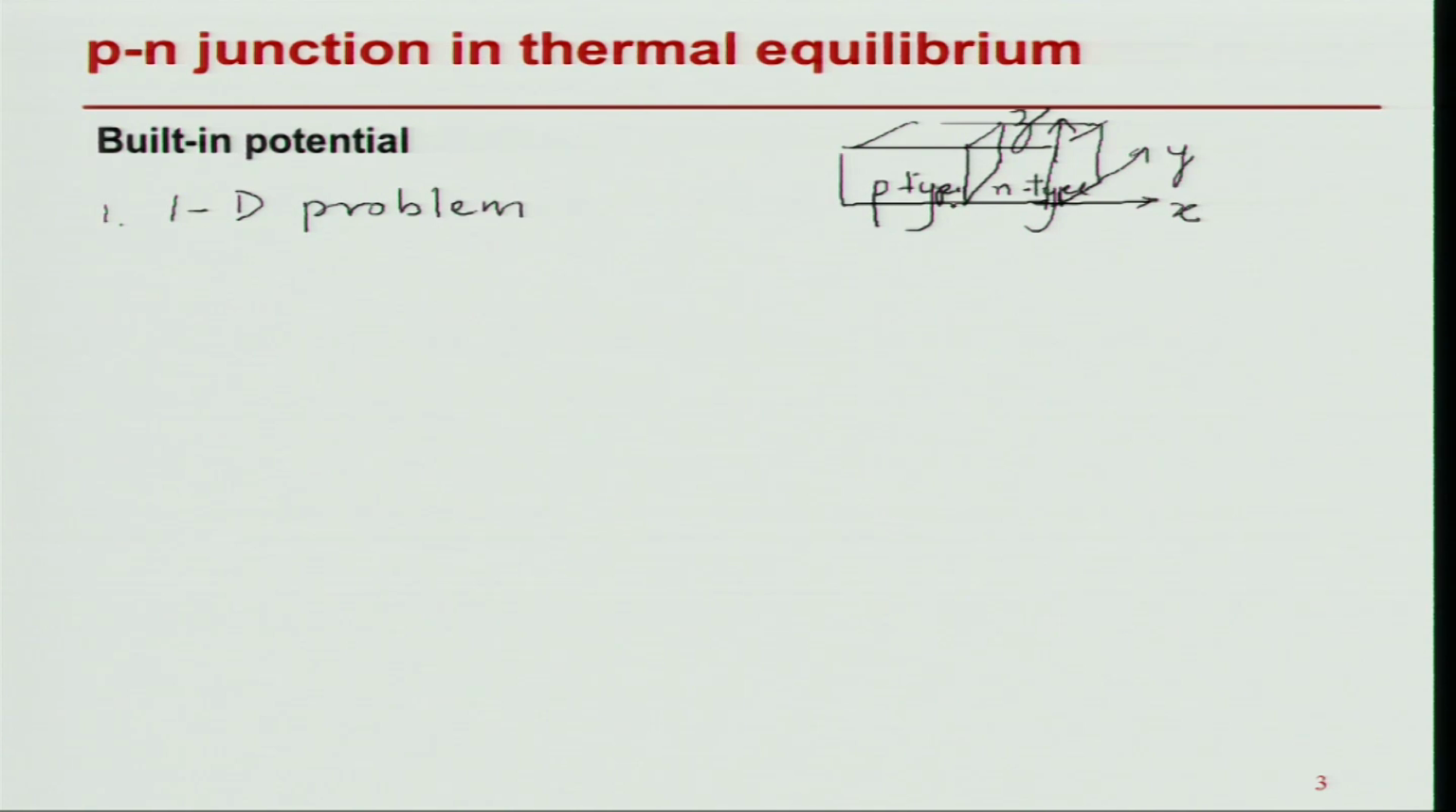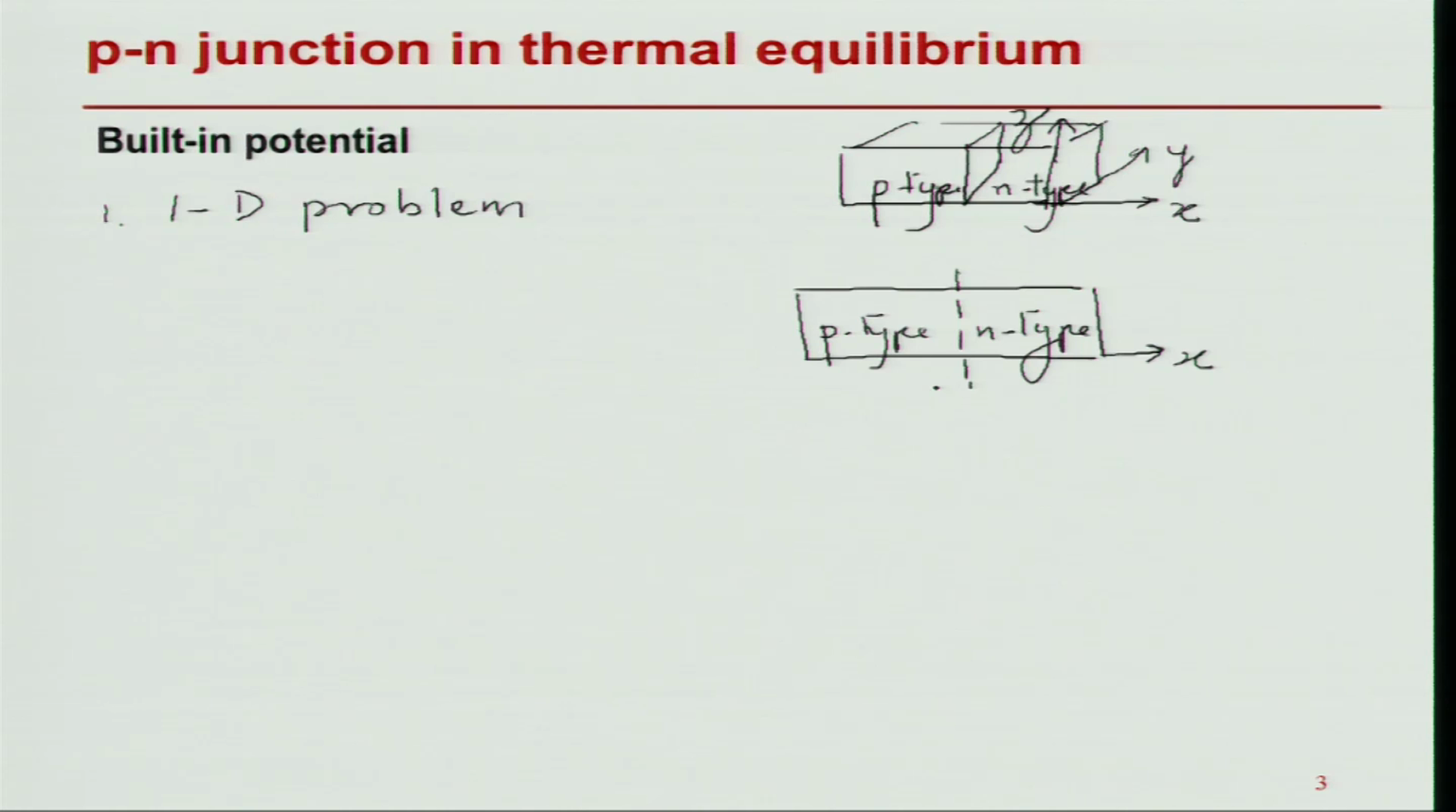So, my problem is then reduced to a one dimensional problem, where my PN junction would look in this manner, where this is the p type, this is the n type, and I am looking at a junction in the x direction. And to further define things, I am going to define that the PN junction is at x is equal to 0.